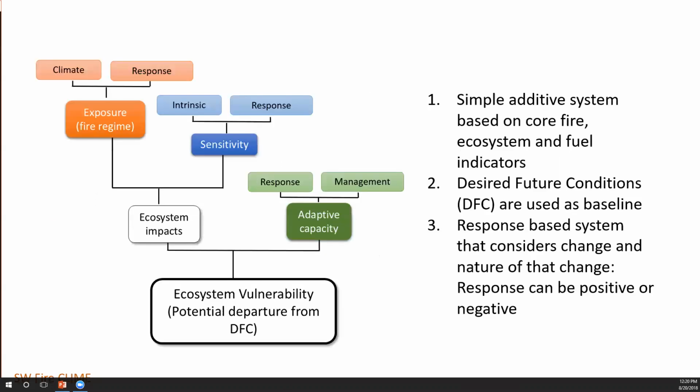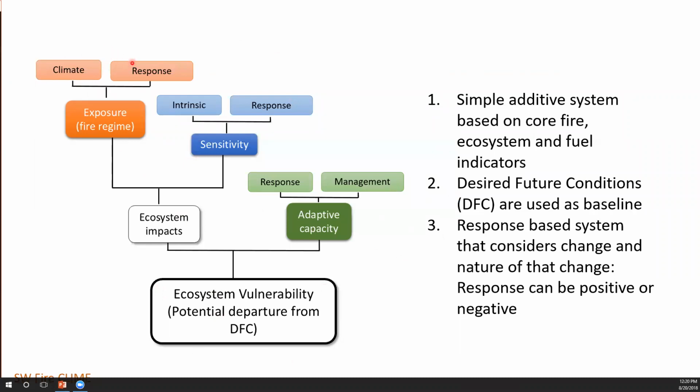So what we get when we consider all these things is something that looks like this. Here we have your vulnerability, just like in that other graphic I showed you: exposure, sensitivity, and adaptive capacity. What we created was a simple additive system based on core fire, ecosystem, and fuel indicators, and I'll talk about those on the very next slide. But the additive component means that we have indicators for climate change and for the fire regime response to climate change.